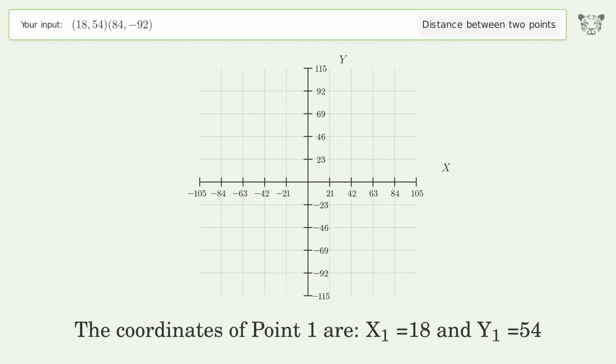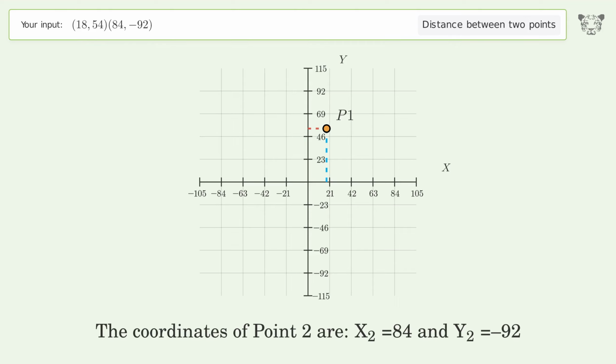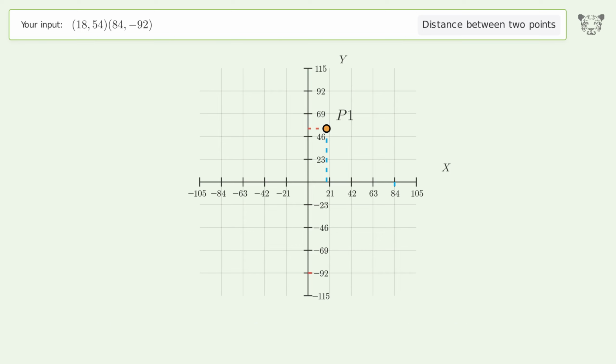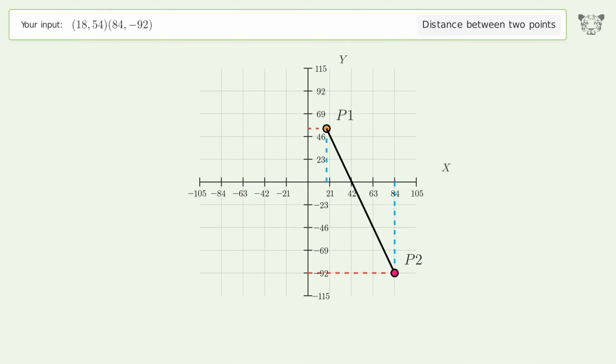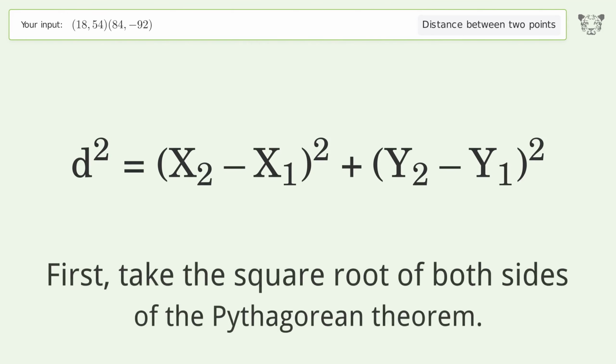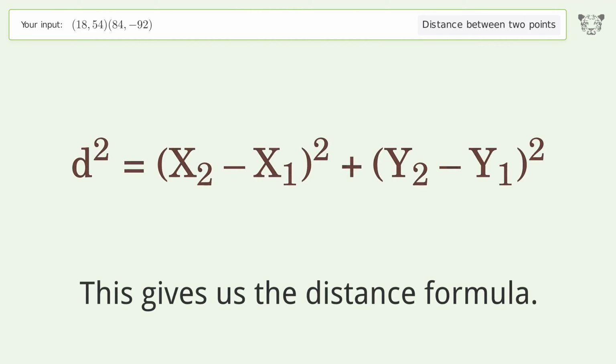The coordinates of point 1 are x1 equals 18 and y1 equals 54. The coordinates of point 2 are x2 equals 84 and y2 equals negative 92. D is the distance between the 2 points. First, take the square root of both sides of the Pythagorean theorem. This gives us the distance formula.